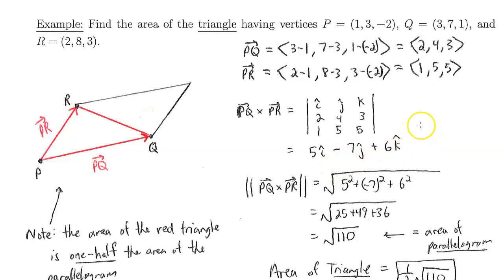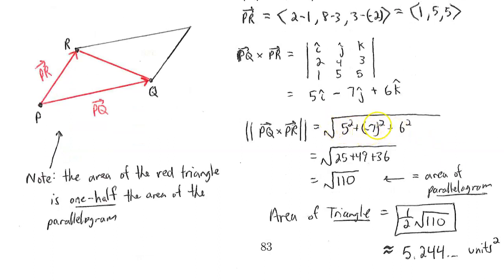So what is the norm or the length of that vector? That's going to give us the area of this parallelogram. Well, the length of that vector is the square root of 5 squared plus negative 7 squared plus 6 squared, which ends up giving us the square root of 110. So that's like 10 point something. It's between 10 and 11, the square root of 110. That would be the area of this parallelogram. The area of the triangle is going to be 1/2 the area of that parallelogram. So it's 1/2 the square root of 110. That's the area of that triangle. It turns out it's about 5.244 square units.